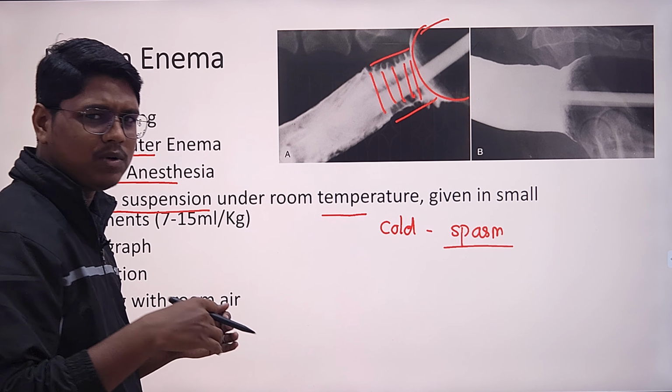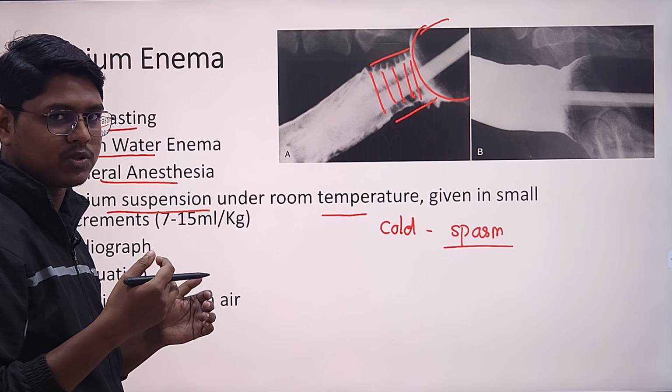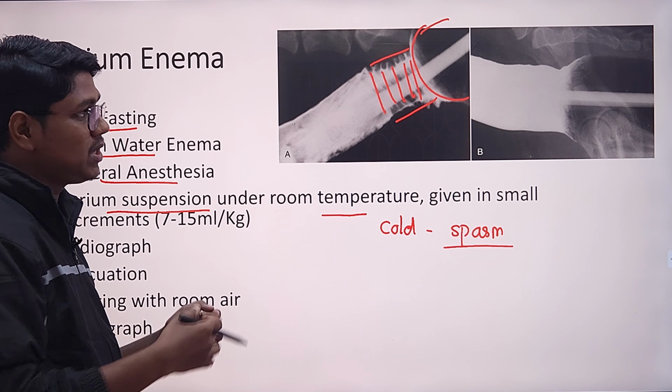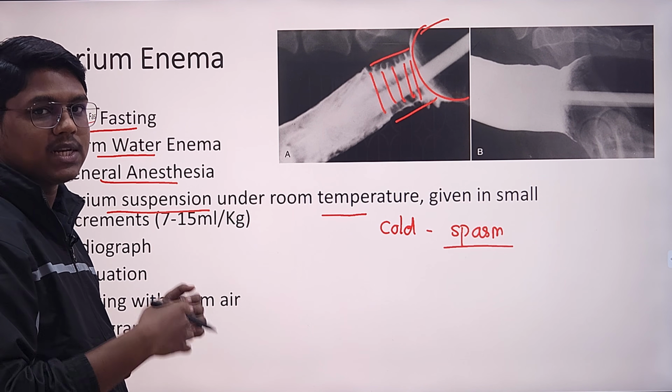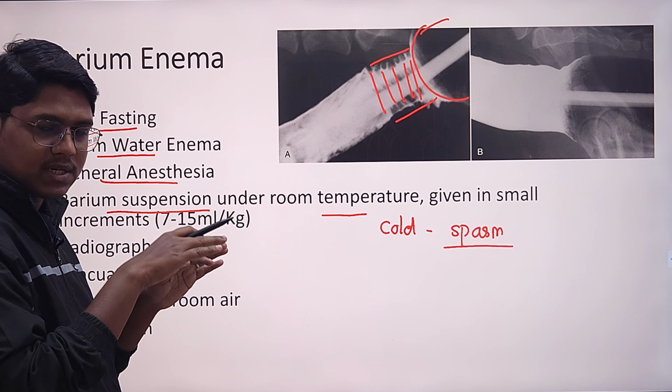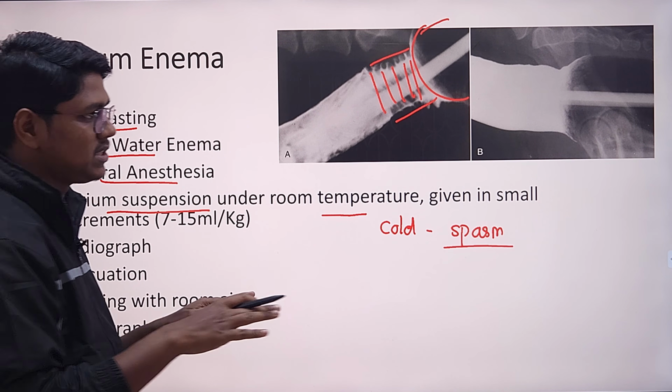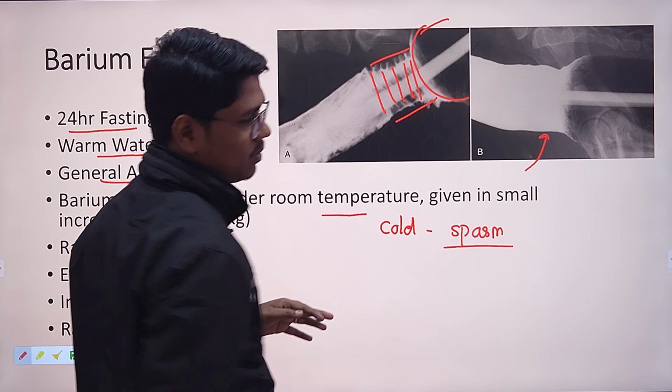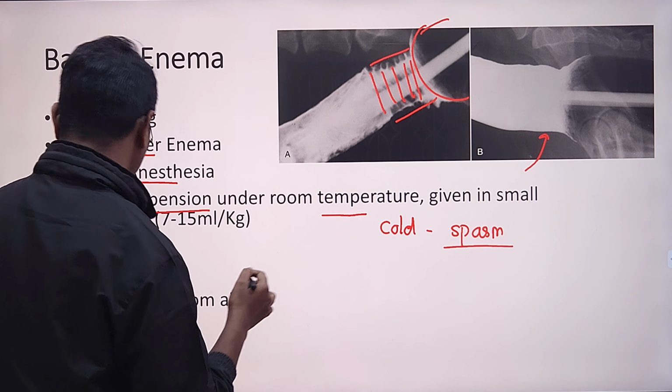Normally when you do a per-rectal examination in large animals also, for a certain period of time there will be contraction. So that is basically spasm. Like that there will be spasm. If you keep it for some time, then the spasm will disappear like this. So this is spasm.